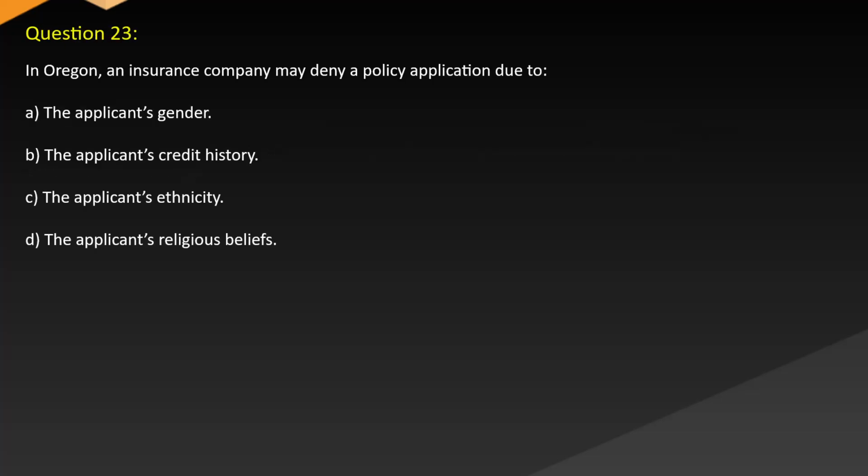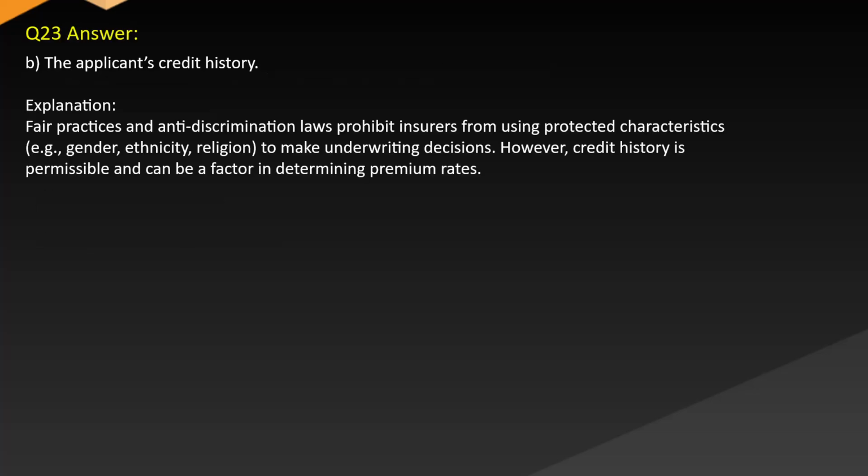Question 23. In Oregon, an insurance company may deny a policy application due to A. The applicant's gender, B. The applicant's credit history, C. The applicant's ethnicity, D. The applicant's religious beliefs. Answer: B. The applicant's credit history. Explanation: fair practices and anti-discrimination laws prohibit insurers from using protected characteristics, e.g., gender, ethnicity, religion, to make underwriting decisions. However, credit history is permissible and can be a factor in determining premium rates.